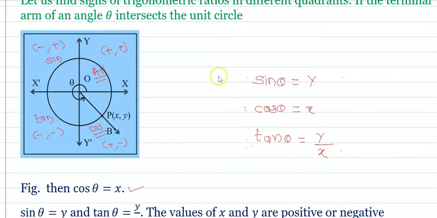Now sin is positive in the second quadrant, and its reciprocal cosec is also positive. In the third quadrant, tan is positive, and its reciprocal cot is also positive. In the fourth quadrant, cos is positive, and its reciprocal sec is also positive.